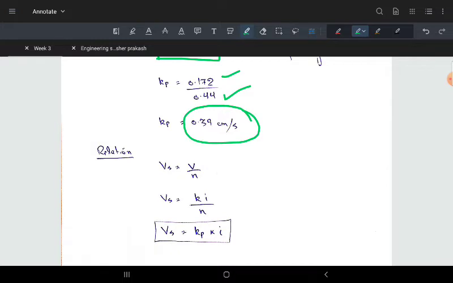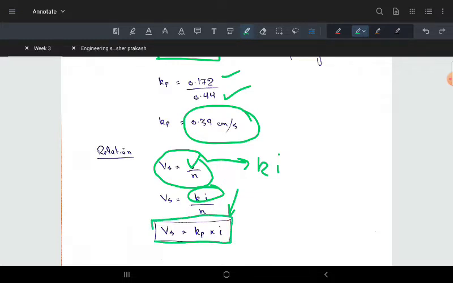So the relation here is that we know Vs is equal to V by n, where Vs is the seepage velocity and V is the superficial velocity, and V is equal to Ki according to Darcy's law. So K by n is represented by Kp, which gives the seepage velocity equal to Kp into i. Another relation here, please note it down.